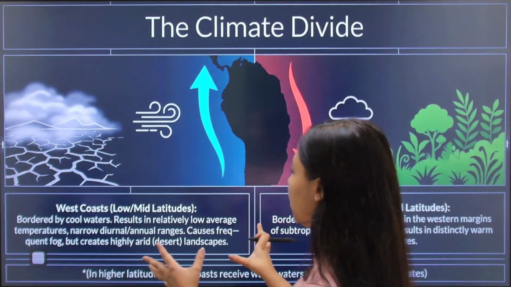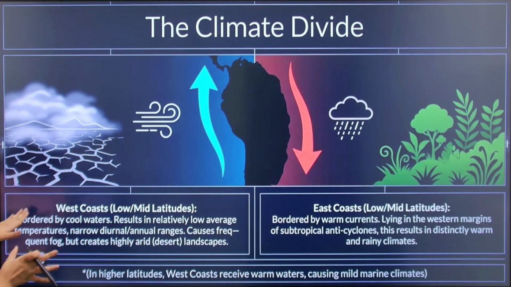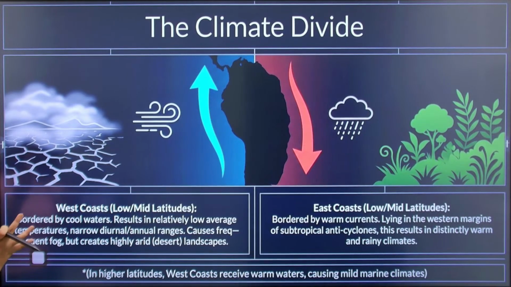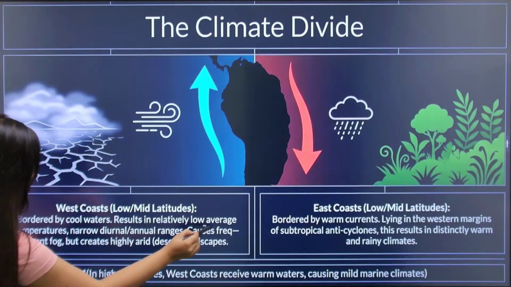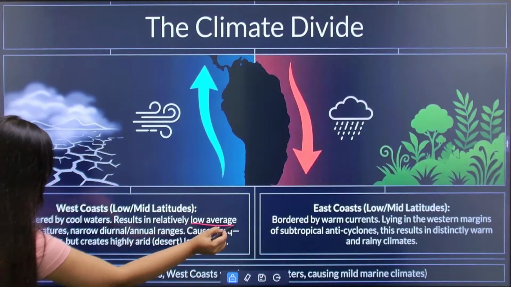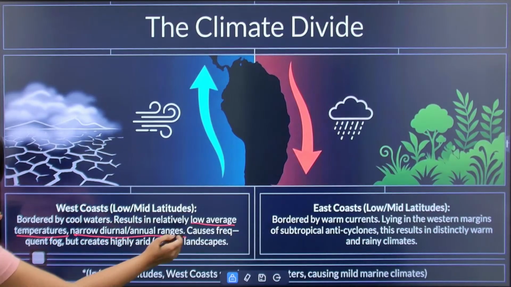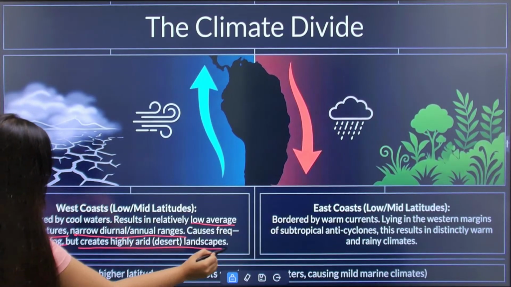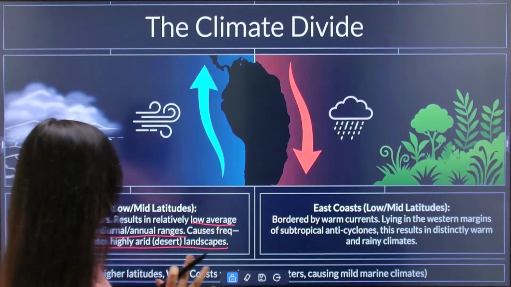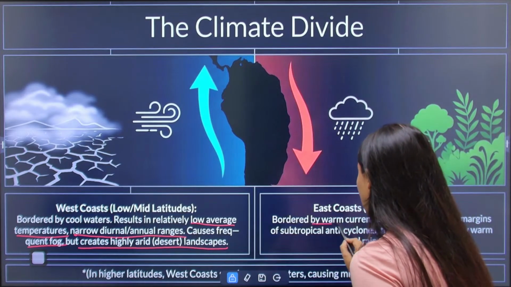Climate divide. Wherever warm currents flow, we basically know that on the west coast in the low and middle latitudes, they are bordered by cool currents, so temperatures will be low, right? So relatively low average temperatures, and the temperature differences are very small. This causes frequent fog but creates highly arid, very dry deserts. Along the east coast in the low and middle latitudes, these are bordered by warm currents.